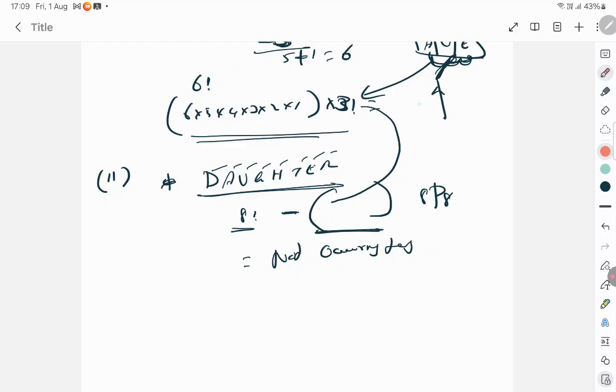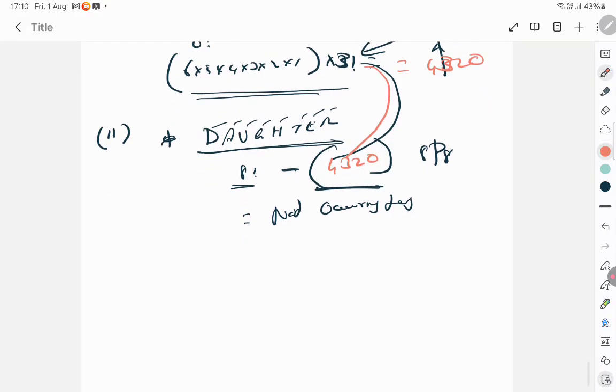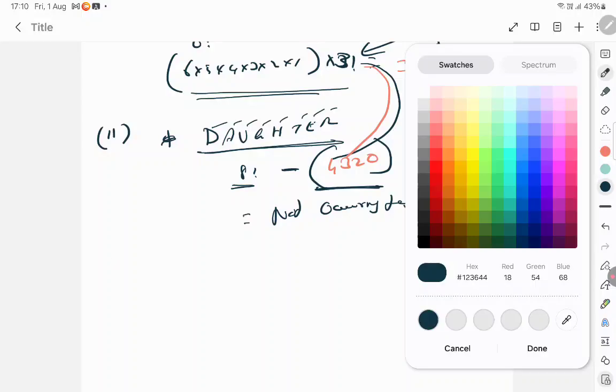So what is this answer? The previous question's answer is actually 4320. Just multiply and see, you'll get 4320. And this has to be subtracted from 8 factorial. Or you can write the answer itself, take out common factors and solve it, and see if you're getting the not-occurring-together answer. Not occurring together is always total minus occurring together's answer.